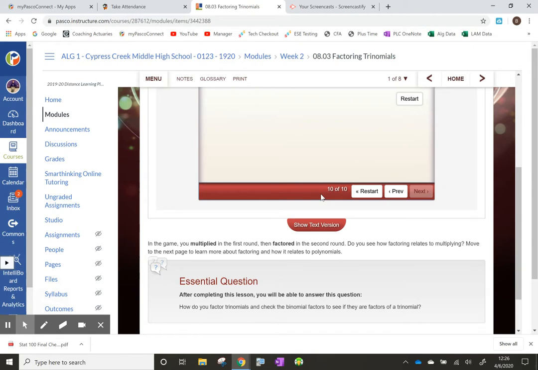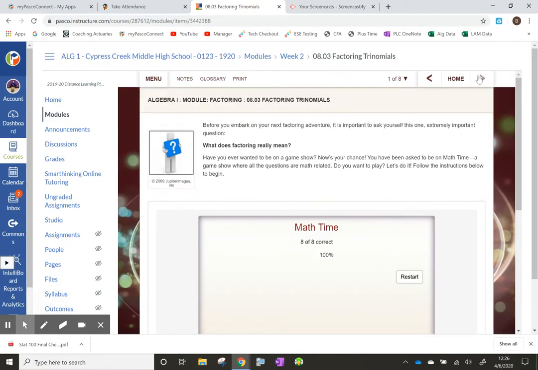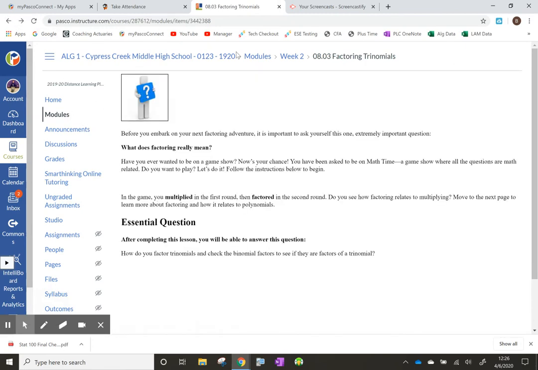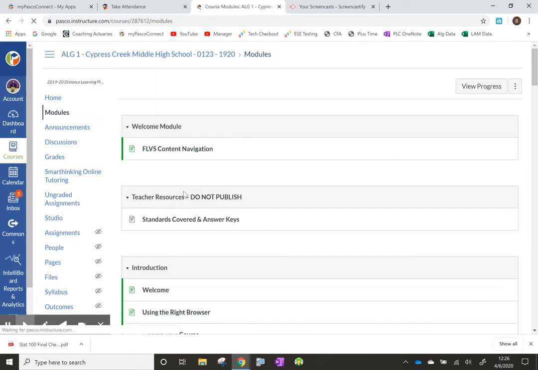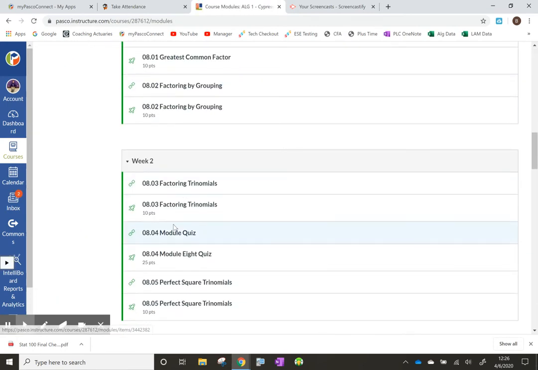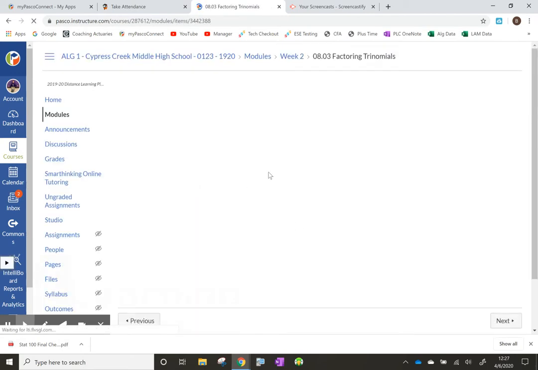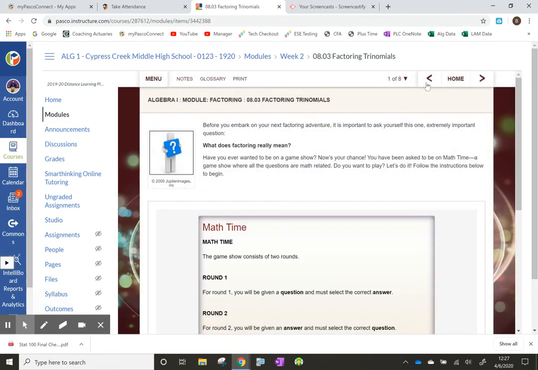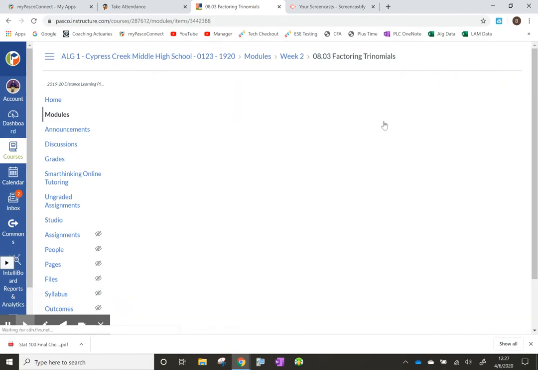All right, let's look at our next page. It didn't work. Let me try this again. This is the problem of doing it midday on a Monday. Let's go to page 2.